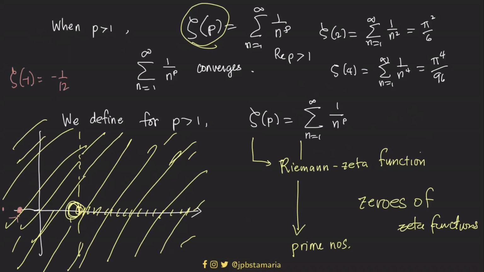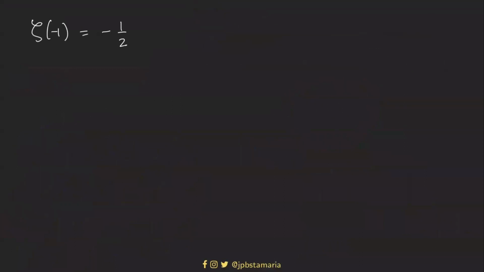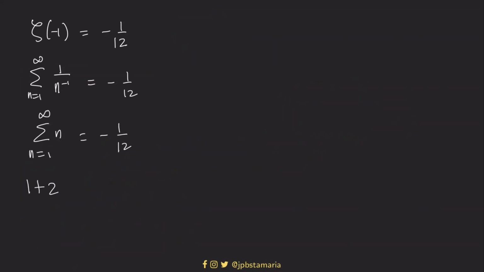Kaya yung mean, sabi ni Riemann, yung zeta of -1 is -1/12. Pag you falsely use this formula, let's say ginamit na yung formula na to to evaluate zeta of -1, ganyan ang mangyayari. Kaya nagkaroon tayo ng mean na 1 plus 2 plus 3 plus 4 plus blah blah blah equals -1/12.